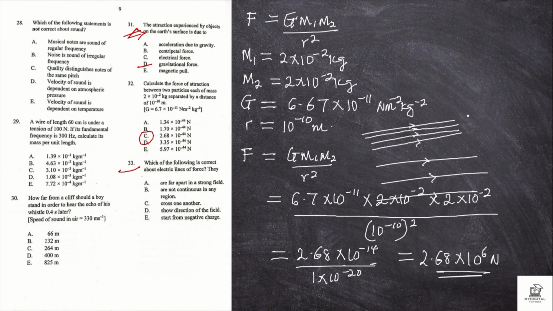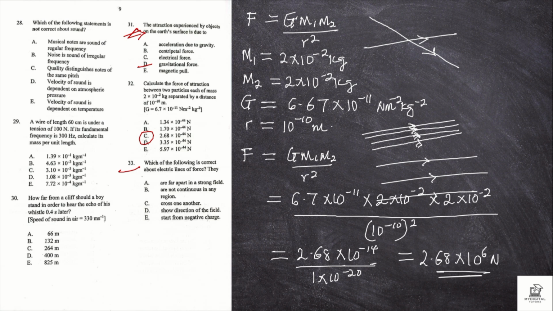Option C, they cross one another. They do not cross one another. You cannot have a field like this, with one going like this and another going like this. No, they are continuous. They do not cross, they do not intersect. Option D, they show the direction of the field. Yes, that is correct. Like this one, it shows the direction of the field. Are we together?